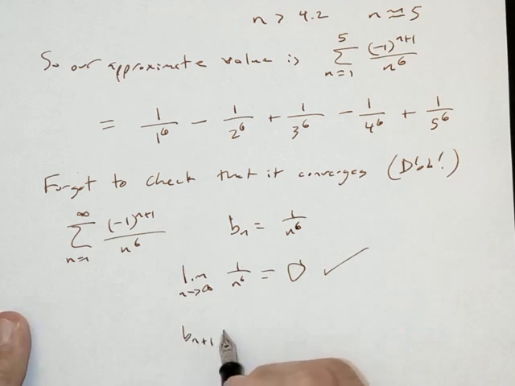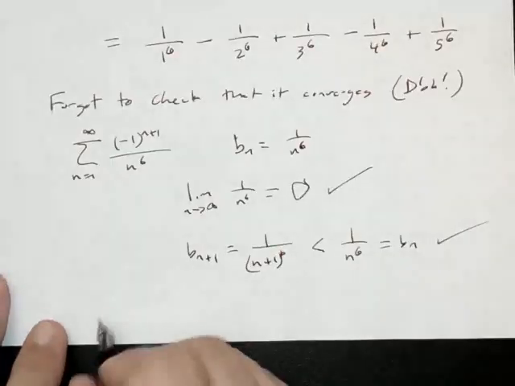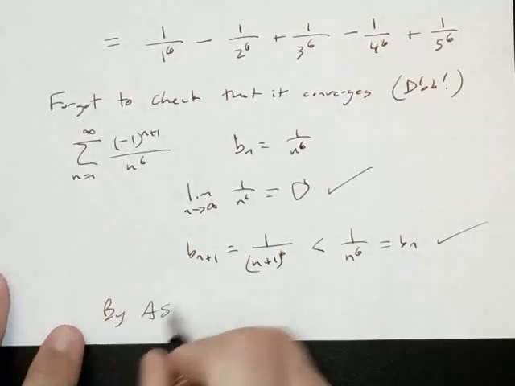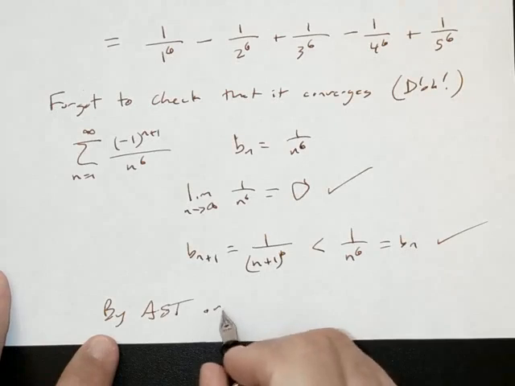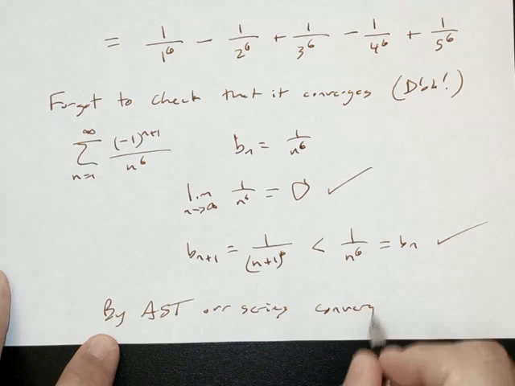So Bn plus 1 is 1 over n plus 1 to the 6th. When you make the denominator bigger, you make the fraction smaller. So it is decreasing, therefore it converges. Again, I have to write a sentence. By the alternating series test, our series converges.